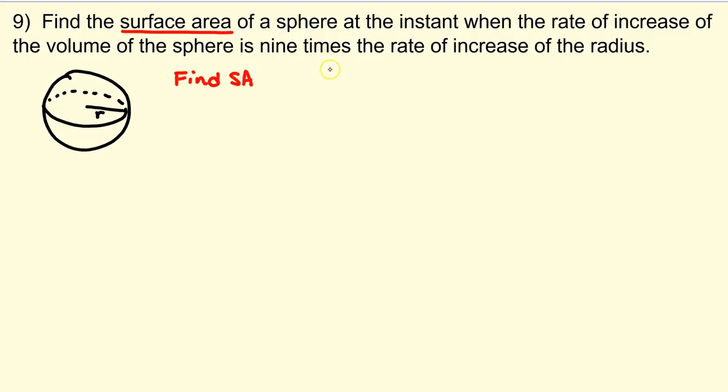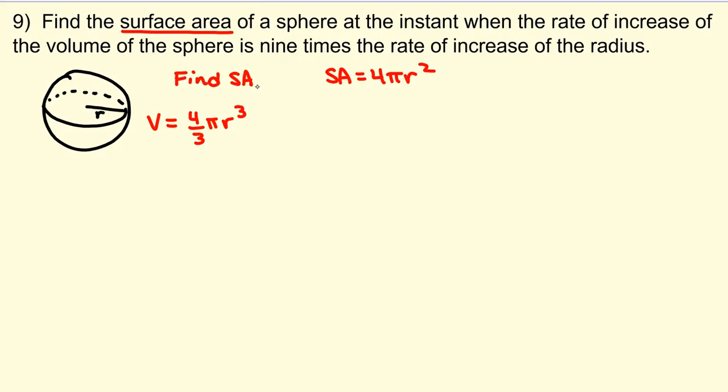And by the way, we should know that the surface area of a sphere is 4 pi r squared. This is one of the most difficult parts of this unit, is remembering all your formulas from geometry. Now we're finding the surface area at the instant when the rate of increase of the volume of the sphere, so we also need the volume formula, which is 4/3 pi r cubed. That's one of those equations that we used in part A, the first video.